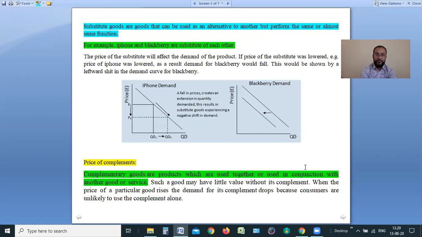Now come to the price of the complement. So what are complementary goods? Complementary goods are the goods or products which are used together or used in conjunction with another good or service. That means they have joint demand. Such a good may have little value without its complement. When the price of a particular good rises, the demand for the complements drops because consumers are unlikely to use the complement alone.